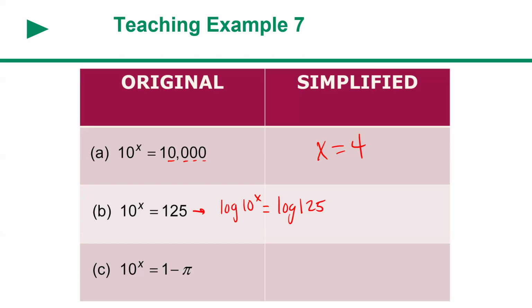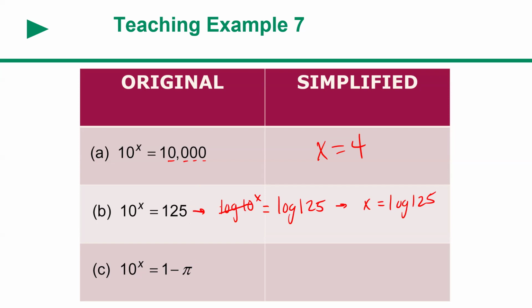By taking the log and using our identity property, our 10 cancels out, and we're just left with x equals log of 125. So the exact value is log of 125. If I wanted the approximate value, then I would plug that in and get an approximate value.